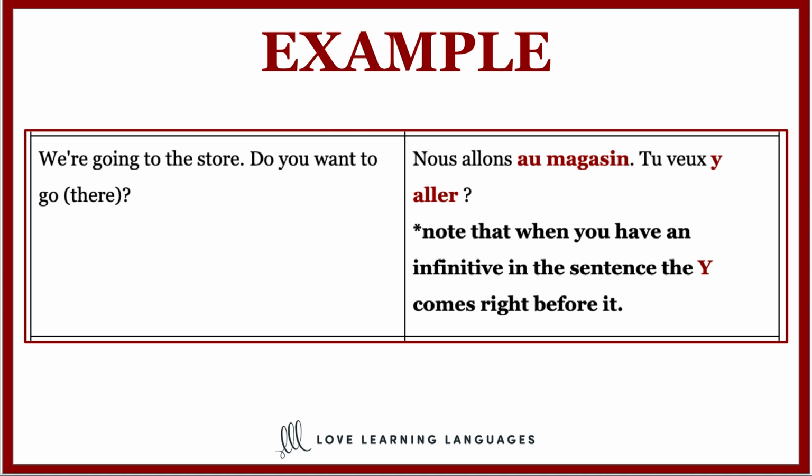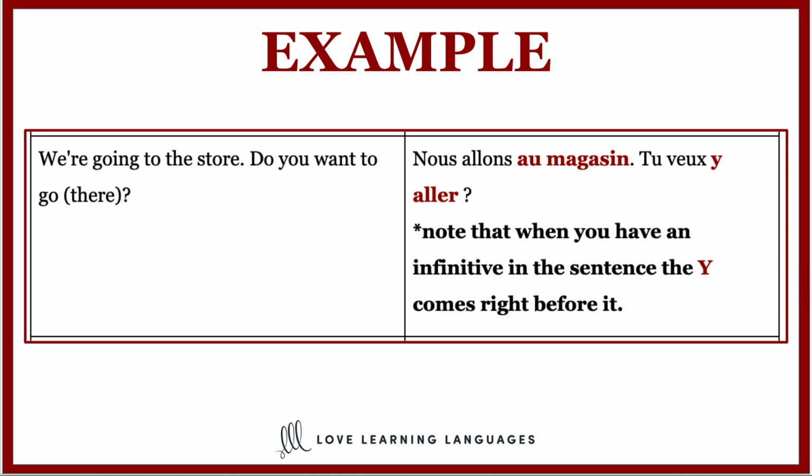We're going to the store. Do you want to go? Nous allons au magasin. There we have au again because magasin is a masculine singular word. Tu veux y aller? Now look at this. Tu veux y aller. We have an infinitive in this sentence, the infinitive aller.